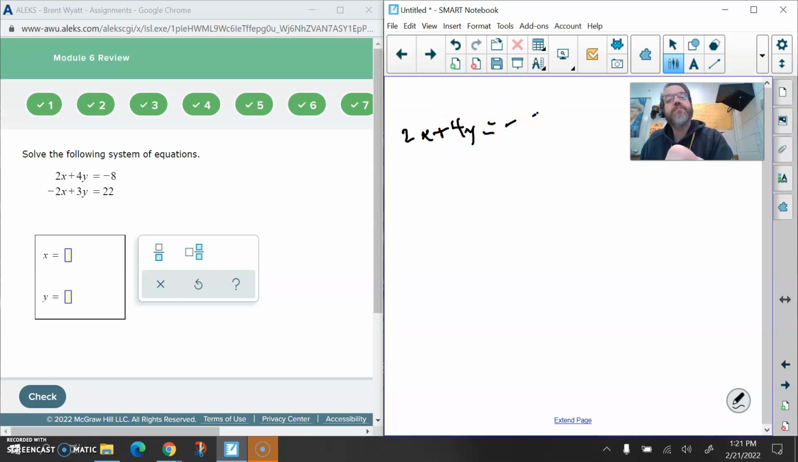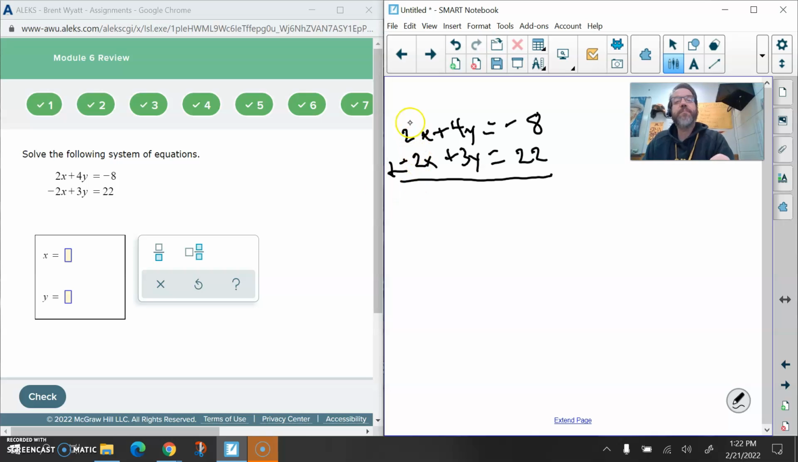Equals negative 8. And then negative 2x plus 3y equals 22. So I'm going to add these together, which will cause the x's to be eliminated since they're opposites. 2x plus negative 2x is 0. Now my y's, when I add these, 4y plus 3y is 7y.